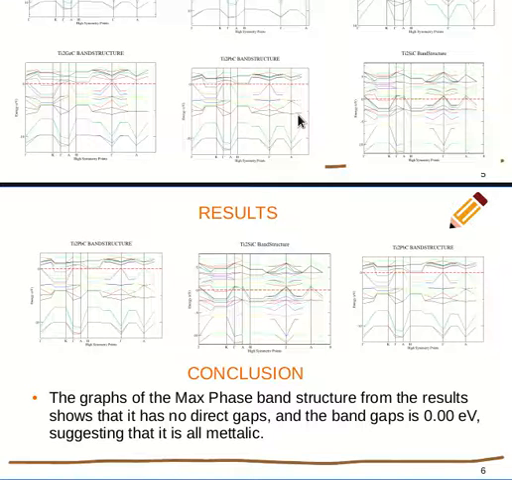The conclusion from my research is that the graph of the MAX phases band structure from the results shows that it has no direct gap, and the band gap is 0.0 electron volts, suggesting that it is metallic.